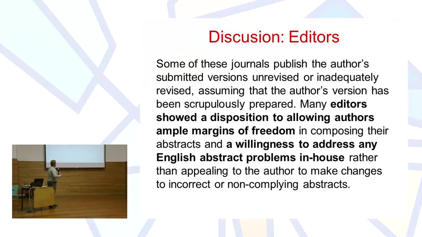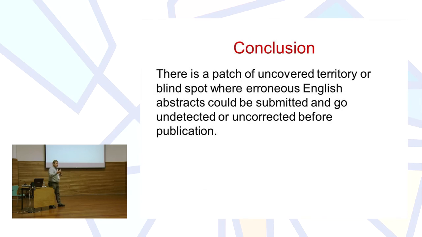I think what we've seen is basically a patch of blind territory where authors providing less than correct abstracts can have those abstracts published in journals that do not guarantee, via their procedures and the people involved and so on, their quality. So there's an area there which is uncovered.